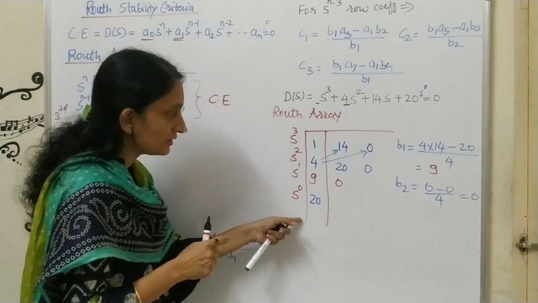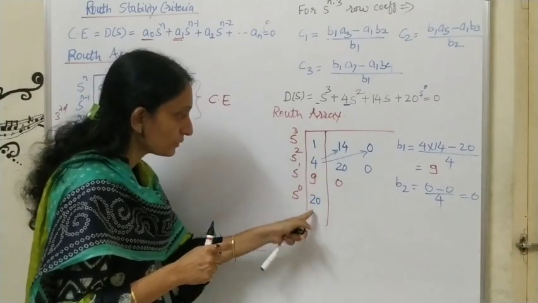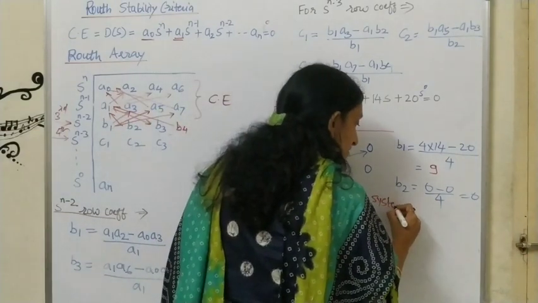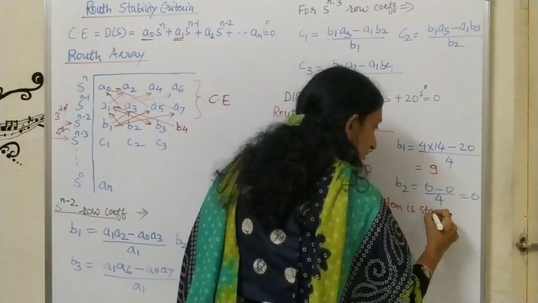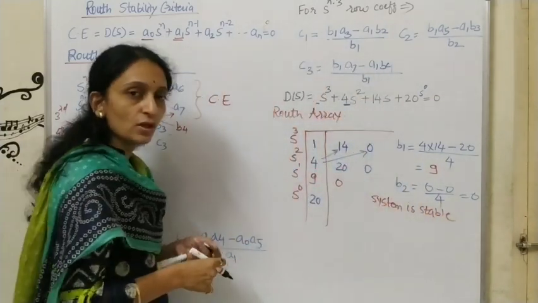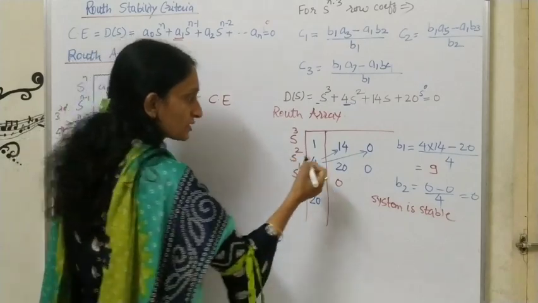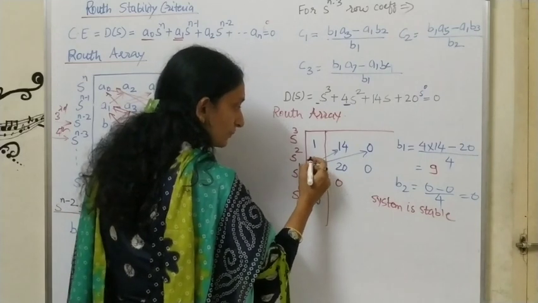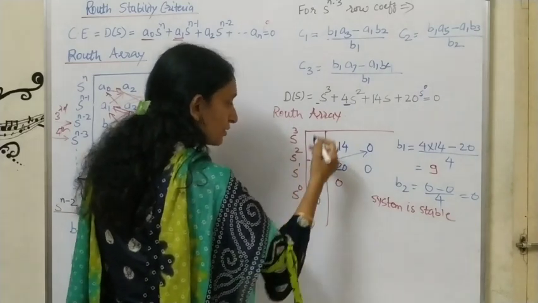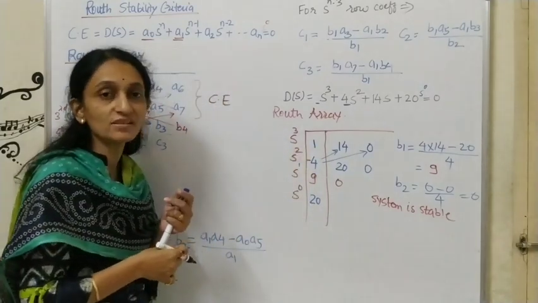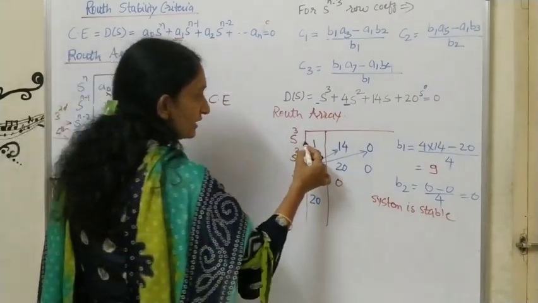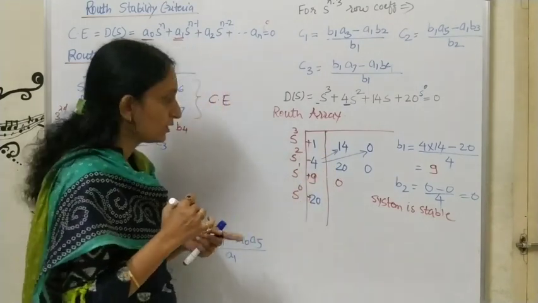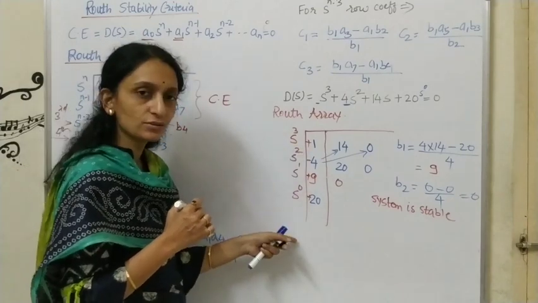As you can see here, all terms in the first column of the Routh array are positive. So what will be the comment on the stability? The system is stable. Now just assume that there are some sign changes in the same Routh array. I am just putting a negative value here. Generally this will be positive because it is given, but just assume that this is negative. You can check that here the term is positive, this is negative, this is positive, and this is also positive.